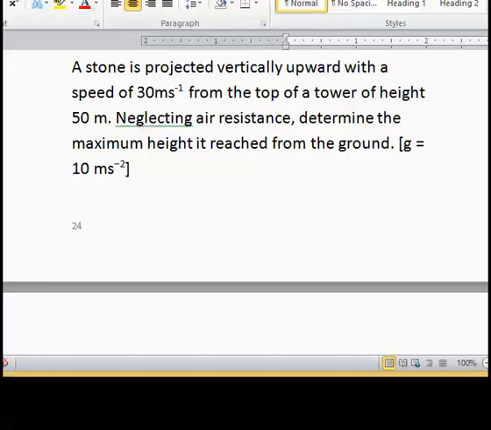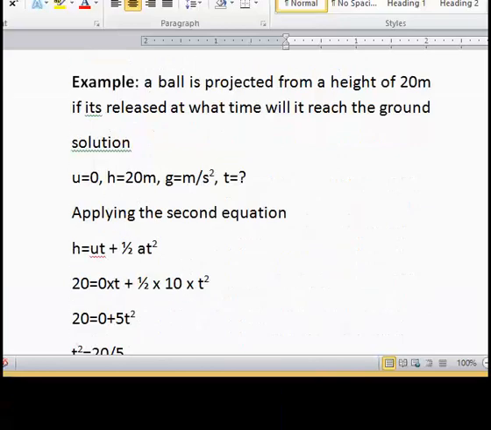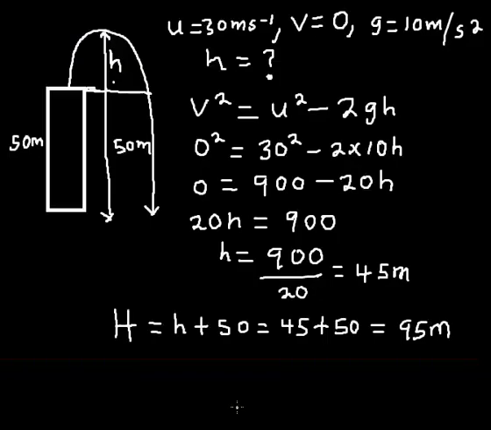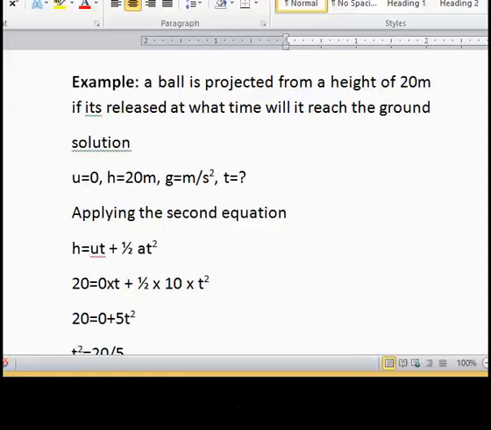Next question. There's another question here. I'll do justice to it. This one goes this way. A ball is projected from a height of 20 meters. If it is released, at what time will it reach the ground? This one is just downward projection all the way down from the height of 20 meters.